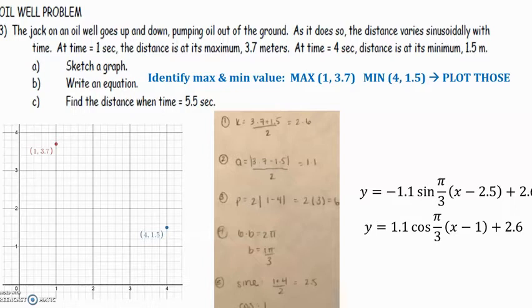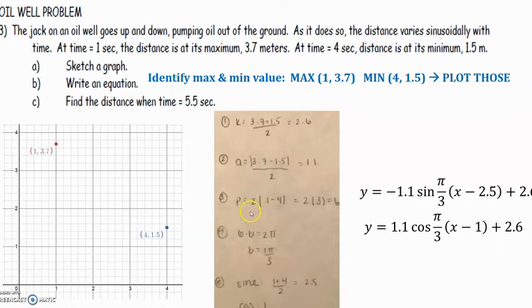And this literally follows suit just from the previous unit. So once I know that my max is (1, 3.7), and my minimum is (4, 1.5), I can go ahead and go through those 5 different steps for finding my equation. So again, I always start with my k value, I add my y values, and then I divide by 2. That's 2.6. Then I want to find my amplitude. I subtract my y values, divide by 2, 1.1.